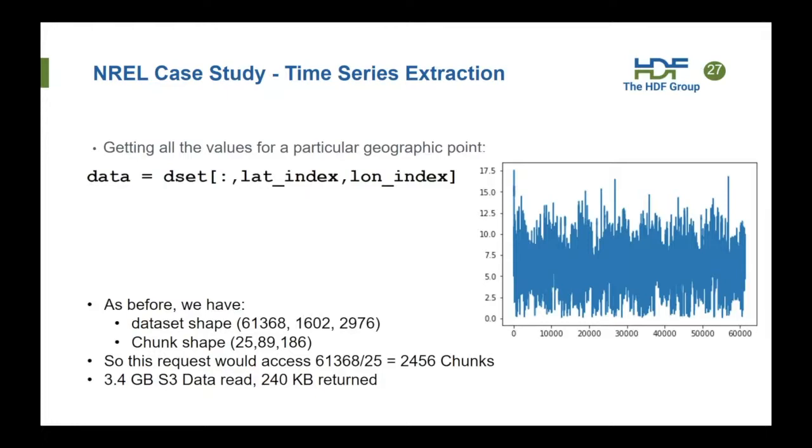slow with the HDF5 library, because in the HDF5 library, every time you're reading a chunk, that's a sequential operation, right? You're reading that part of the file, pulling it into memory, uncompressing it, segmenting it, and so on. So here we have 3.4 gigabytes of S3 data being read, and only 240 kilobytes of data being returned. So there's a massive amount of data that has to be read to extract a single time series.